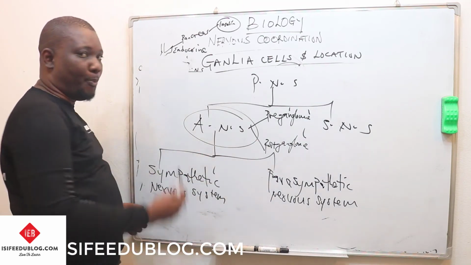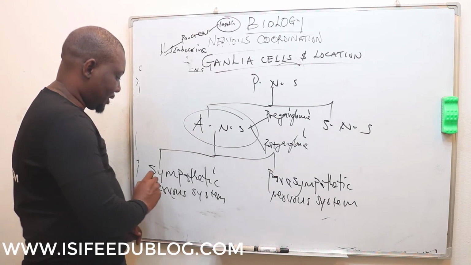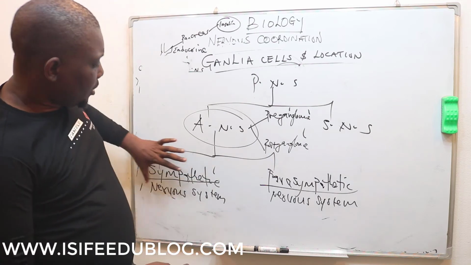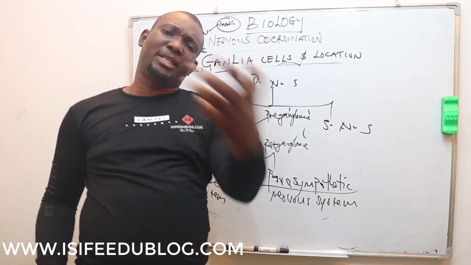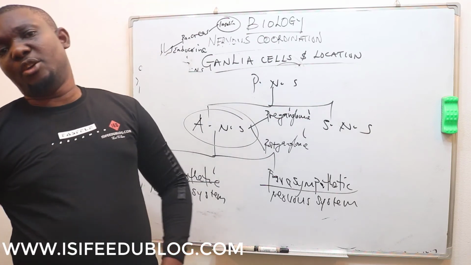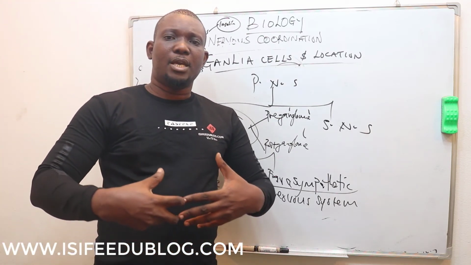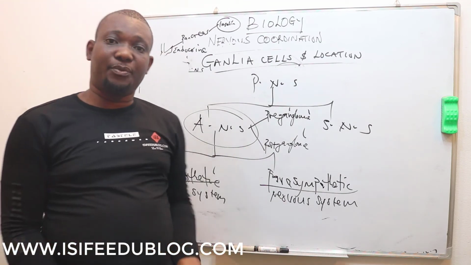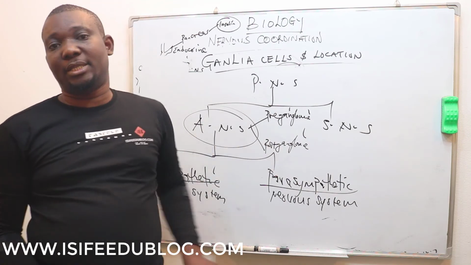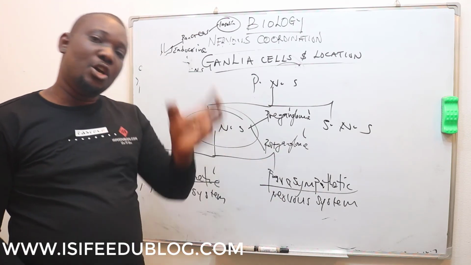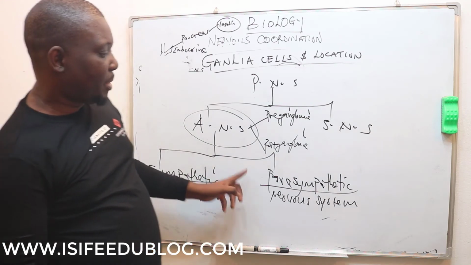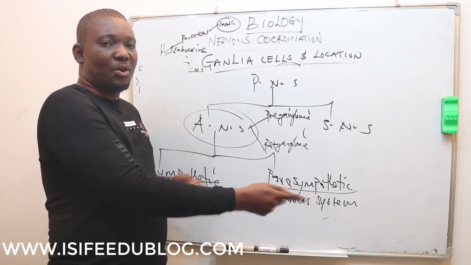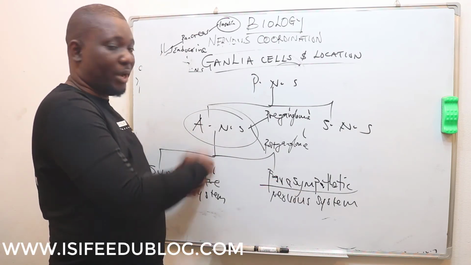Now, we have two broad classifications of the A.N.S.: the sympathetic and the parasympathetic nervous system. The sympathetic is stimulated whenever you are in danger, or whenever you are being chased by a fearful animal or a fearful being. You are running for your dear life. That is when the sympathetic is stimulated. Then the parasympathetic is antagonistic. Both of them work antagonistically to each other. One is increasing one effect, one is decreasing.